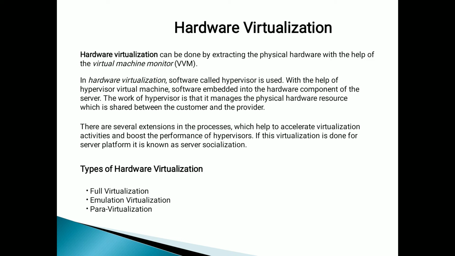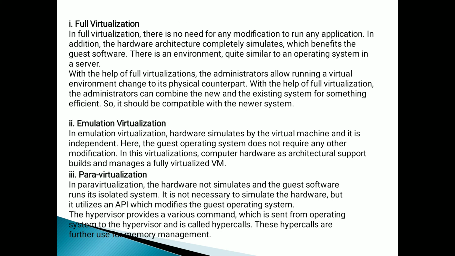So there are three types of hardware virtualization: full virtualization, emulation virtualization or partial virtualization, and last is para virtualization. Full virtualization. In full virtualization, there is no need for any modification to run any application. In addition, the hardware architecture is completely simulated, which benefits the guest software. There is an environment quite similar to an operating system in the server.